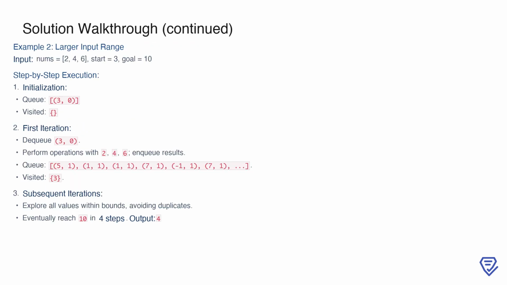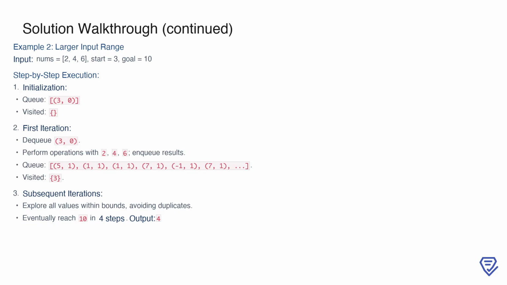Now, consider a more complex example where nums equals [2, 4, 6], the start is 3, and the goal is 10. The process begins with the queue initialized as (3, 0), and an empty visited set. In the first iteration, we dequeue (3, 0). From here, we perform operations with each number in nums. Using 2, we compute 3 plus 2 equals 5, 3 minus 2 equals 1, and 3 XOR 2 equals 1, adding (5, 1) and (1, 1) to the queue. Using 4, we calculate 3 plus 4 equals 7, 3 minus 4 equals -1, out of bounds, and 3 XOR 4 equals 7, adding (7, 1) to the queue.